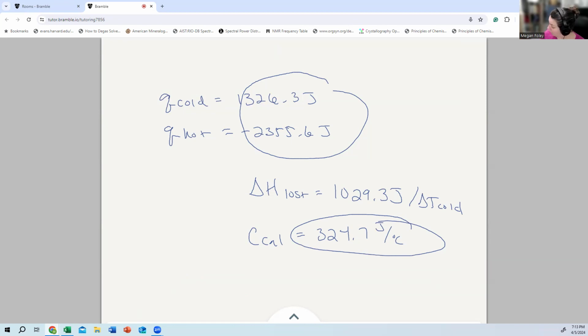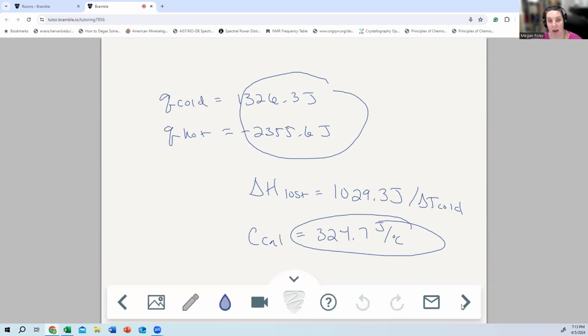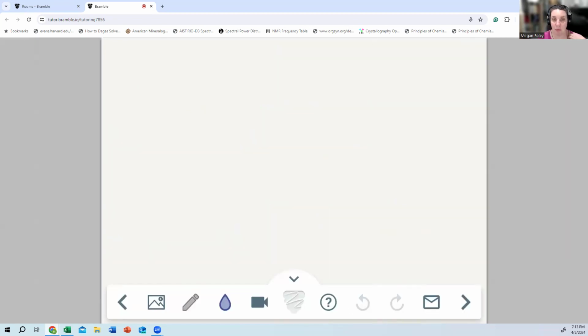So I'm going to go ahead and write this down. So we can then use that for other parts of this problem. Okay, so now we're going to be looking at the actual neutralization reaction itself, and finding out what our actual delta H of our reaction should be.